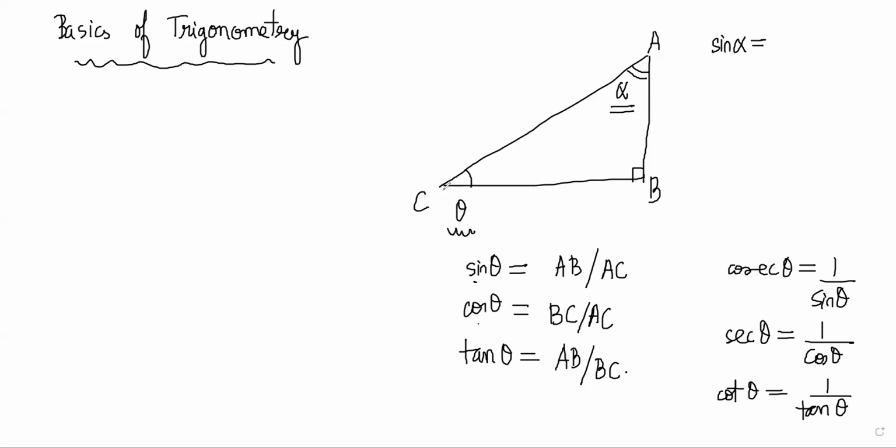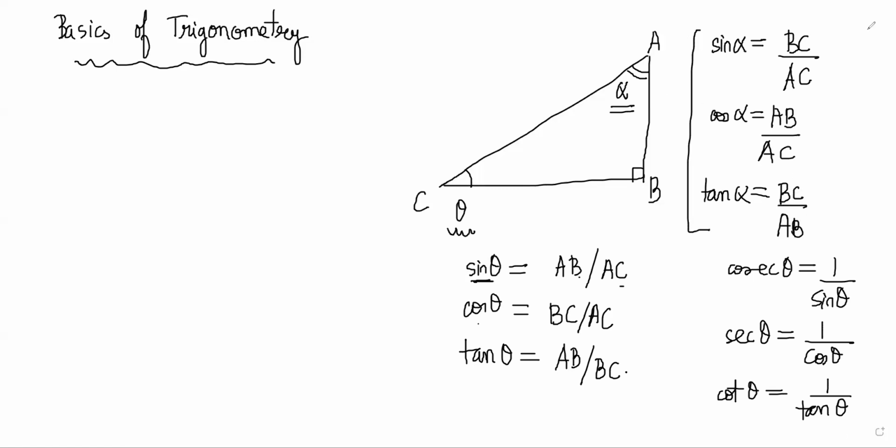For alpha angle, the perpendicular is this BC, right? So you should realize that sine alpha will be BC by AC, whereas sine theta was AB by AC, right? Similarly, cos alpha would be AB by AC and tan alpha would be BC by AB. So these things are basic definitions of the trigonometric ratios.